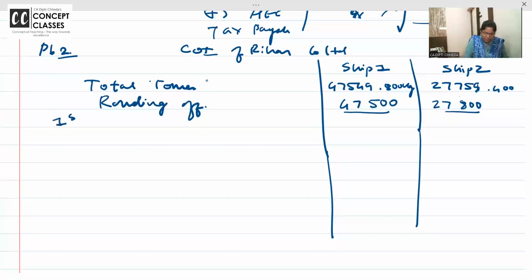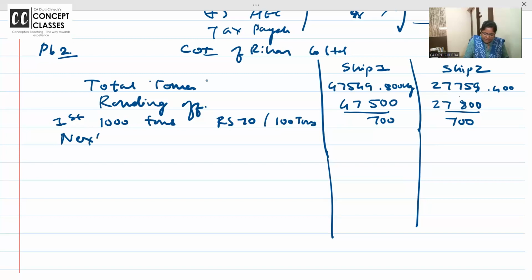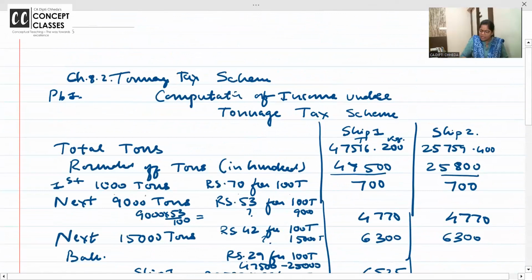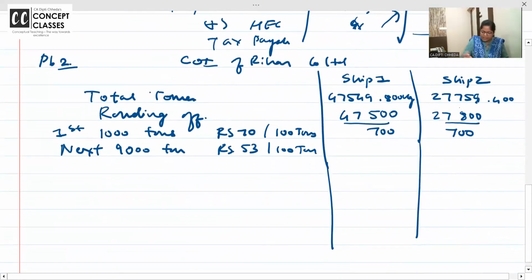Okay. For the first 1000 tons, rupees 70 per 100 tons. So 700, 700. Next, 9,000 tons, rupees 53 per 100 tons. सेम ही आंसर आएगा जो यहाँ पे फिगर्स आए ना, वैसे ही आएगा आंसर.